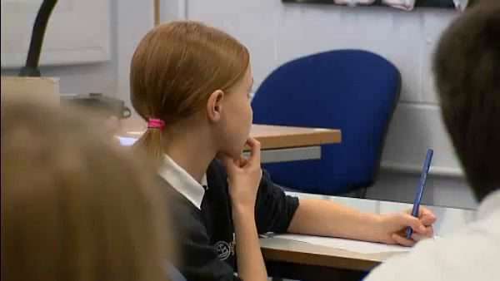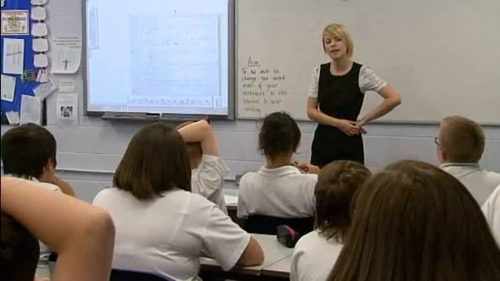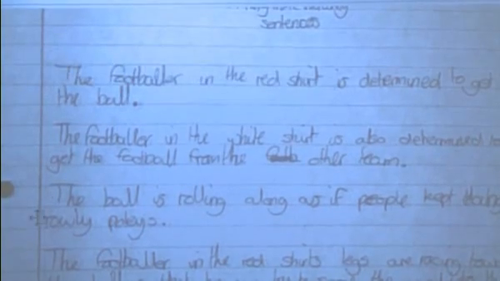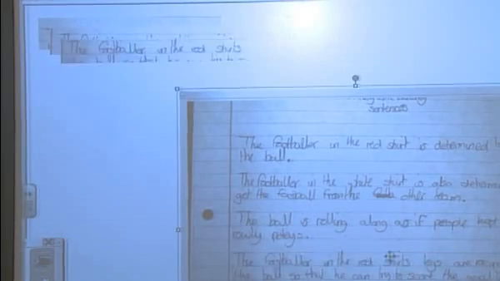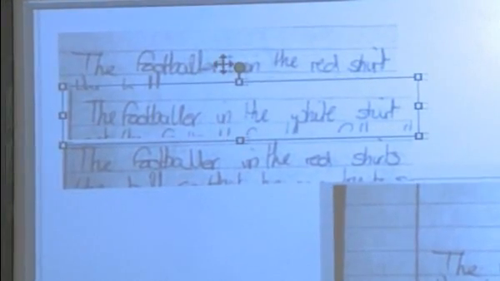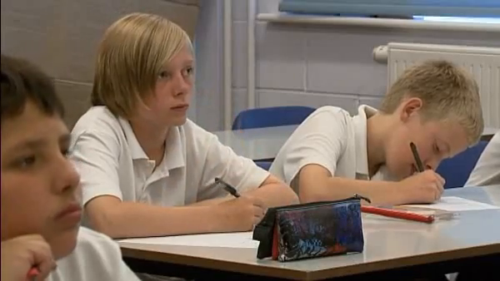Has anyone noticed something about some of Jamie's sentences? Who spotted a bit of a pattern with some of Jamie's sentences? Go on, Martha. Most of them start with the footballer. The software makes it easy to select and pull out sentences from the students' work. We've got the footballer in the red shirt, we've got the footballer in the white shirt, and we've got the footballer again. Interesting. But what's the problem with always starting your sentences in the same way? It gets a bit boring after and after again if it keeps saying the same thing.